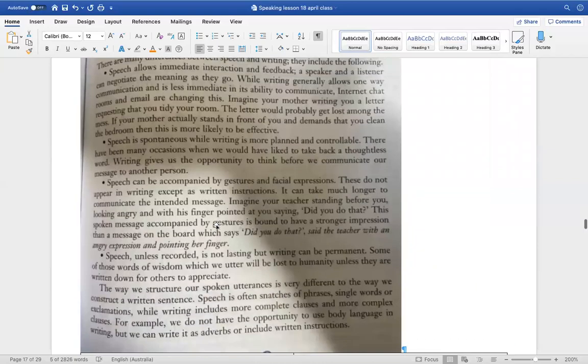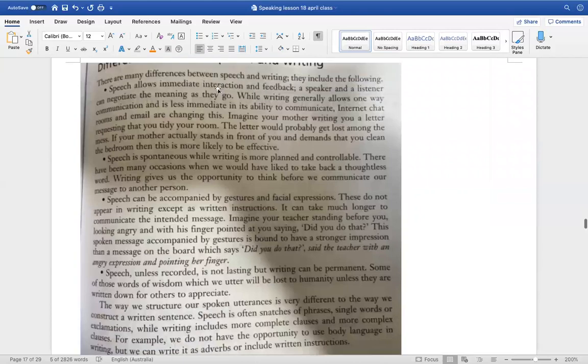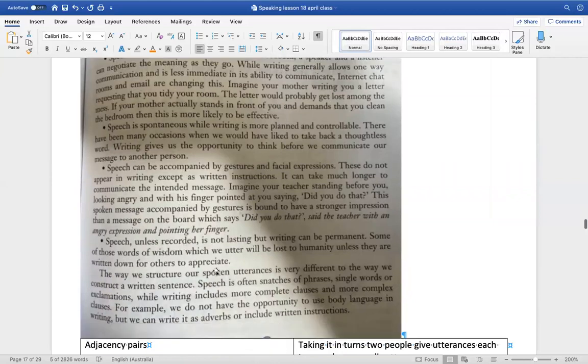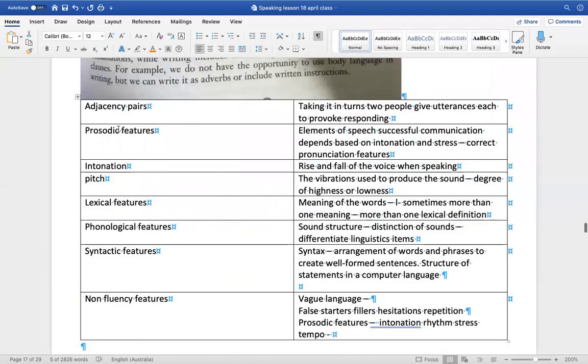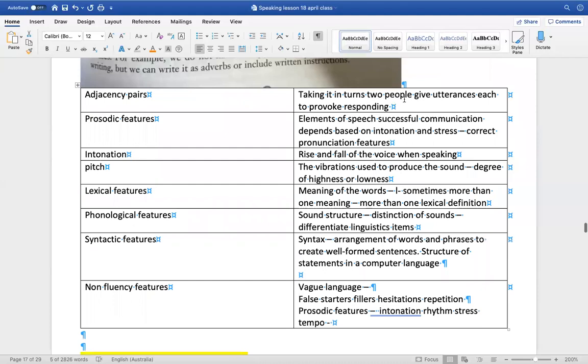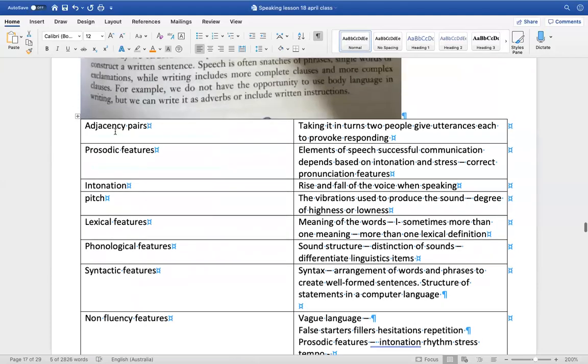How speech is different to writing. You can read that. Like there's more interaction, there's more gestures, facial expressions, it's more spontaneous. And of course, it's not recorded unless you've actually recorded yourself. We talked about adjacency pairs, which means that when you're talking, there's 2 people. So the features of speech would be there's adjacency pairs or groups. There's more than one person usually speaking, unless you're talking to yourself.